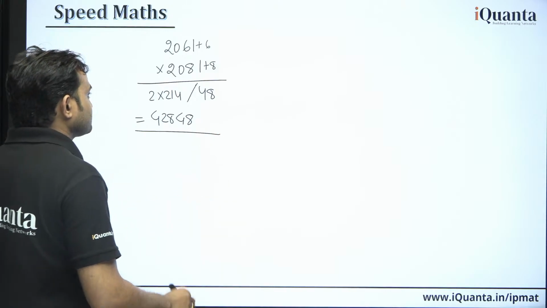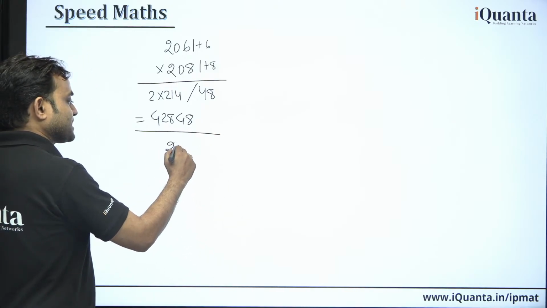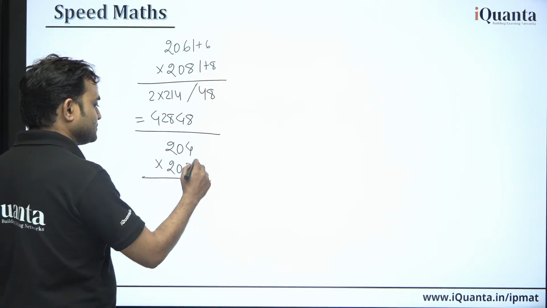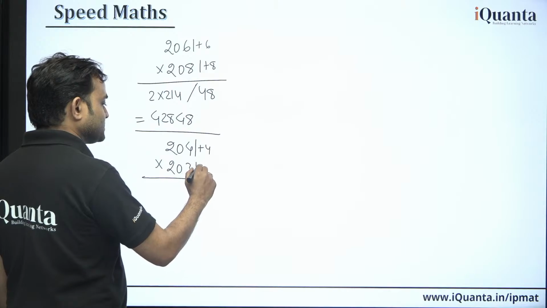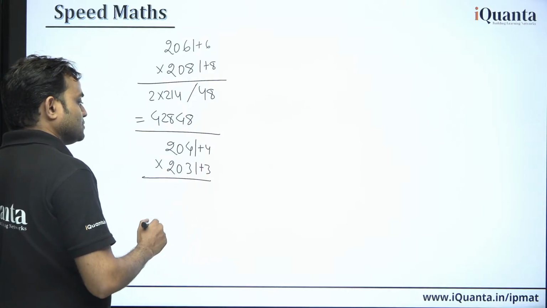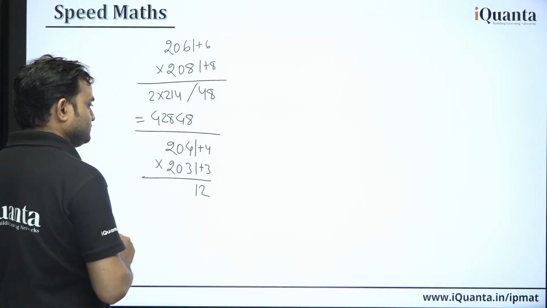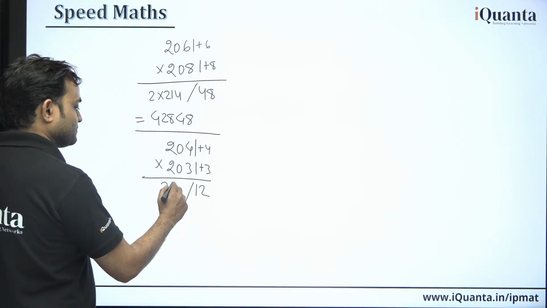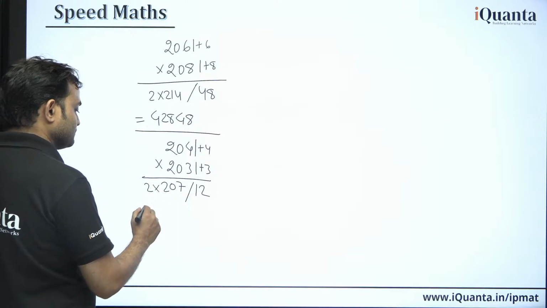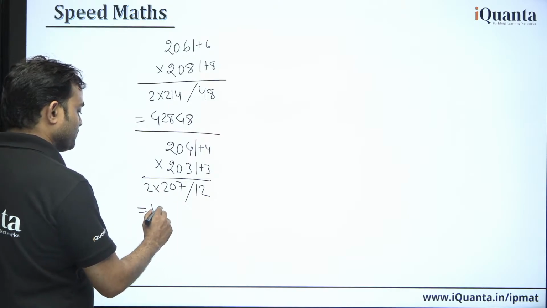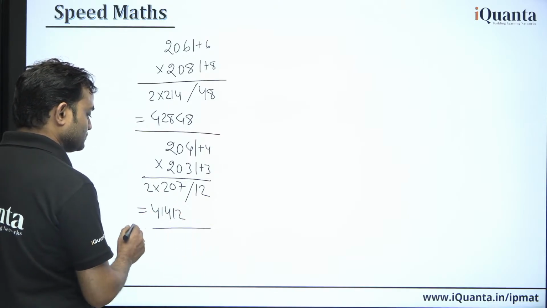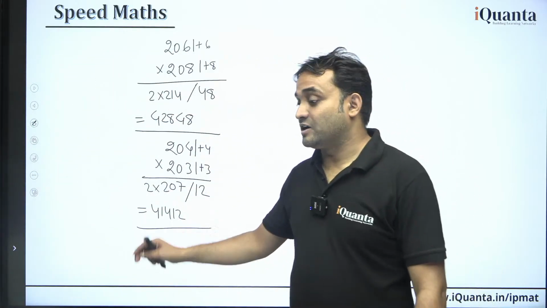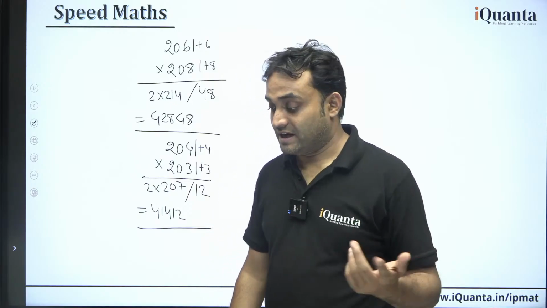Okay. Didn't understand? Let's take another one. 204 into 203. This is plus 4, this is plus 3. 4 into 3 is 12. Then 204 plus 3, 207 into 2. This will be equal to 41412. So, in this case, you just need to multiply this value by 2.